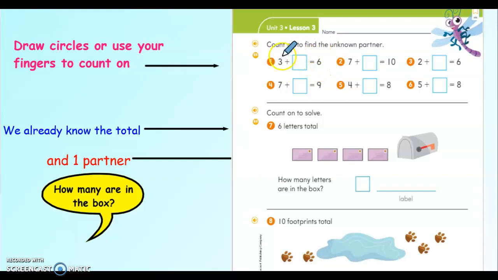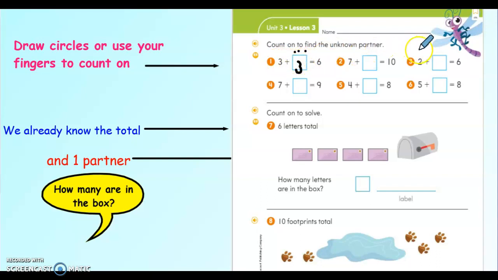6 would be at the top, 3 is a partner. So we're going to start at 3 and count up to 6. First I'll show you the dot method, okay? So we have 3, 4, 5, 6. How many circles did we draw? 3, and that's what goes in the box. And remember, 3 plus 3 is a doubles fact. Gives us an answer of 6.